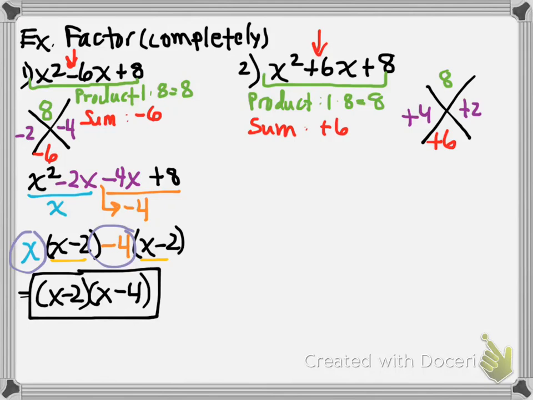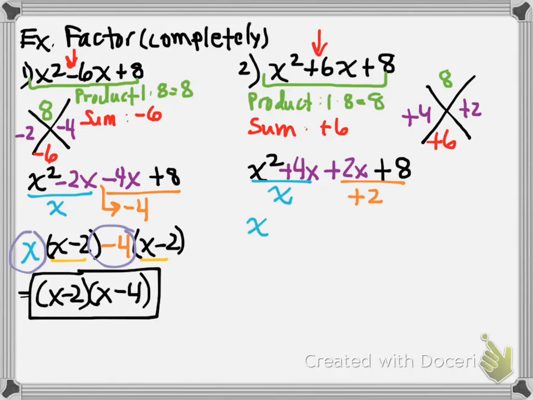So the numbers didn't change, but the signs did this time. So I rewrite my trinomial, still with the x squared, still with the plus 8. But now instead of writing positive 6x, I'm going to break it into two middle terms. Positive 4x, positive 2x. And then I'm going to just go ahead and factor by grouping. So the first two have an x in common, and the second two have a positive 2 in common. So always put that sign there, that's going to help me out.